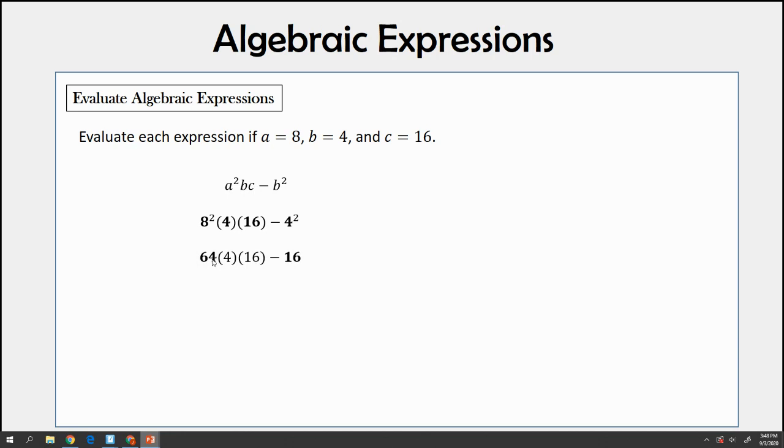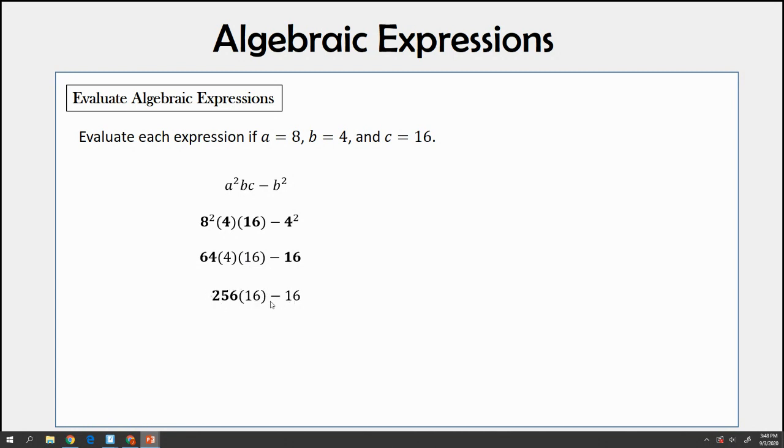That's 64. Now I'm going to do this one second because it's also an exponent. I go left to right. So this would be next. This is 4 squared. That's 4 times 4. That's 16. So I've taken care of exponents. The next thing we look at is multiplication, division, left to right. So as we look here, I got 64 times 4. I'm going to do that multiplication first. That's 256. That's going to get multiplied by 16, and then we'll subtract 16.